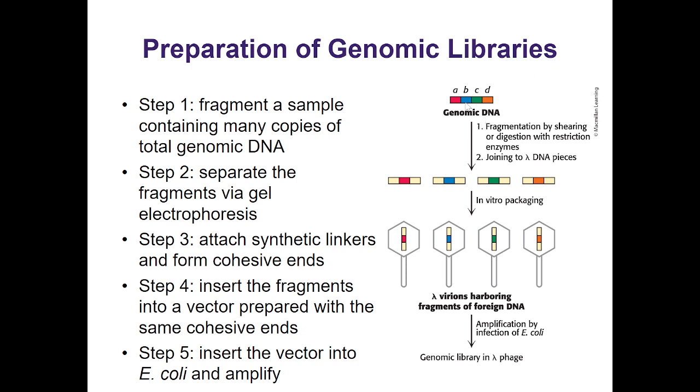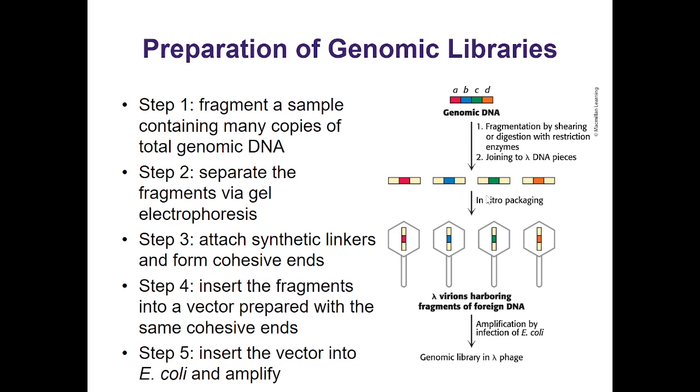Typically, this can be done through shearing, or it can be done through digestion with restriction enzymes. We would then join these two lambda DNA pieces. And so we see that we've assembled them with the two outer sides of the lambda DNA pieces. Remember, we cut out the inside, and then we assemble in our previous figure. Okay. And so what this is going to give us is different packages that we could then have the lambda virions incorporate.